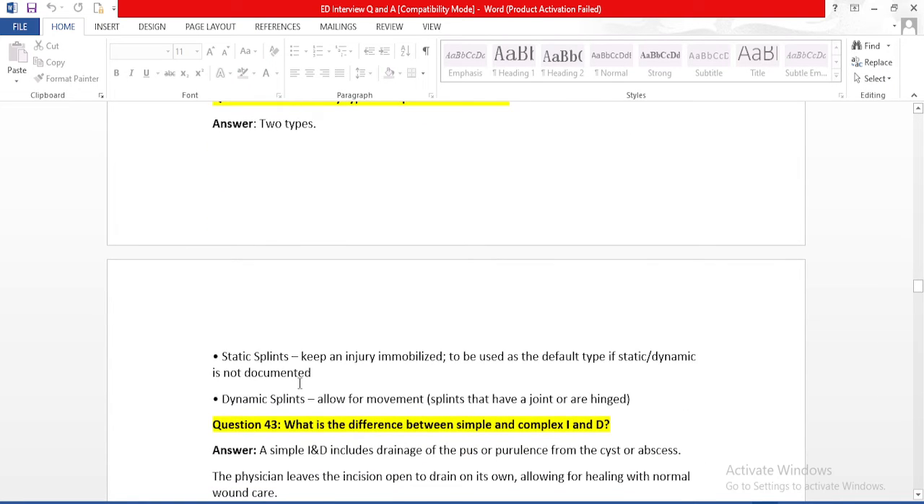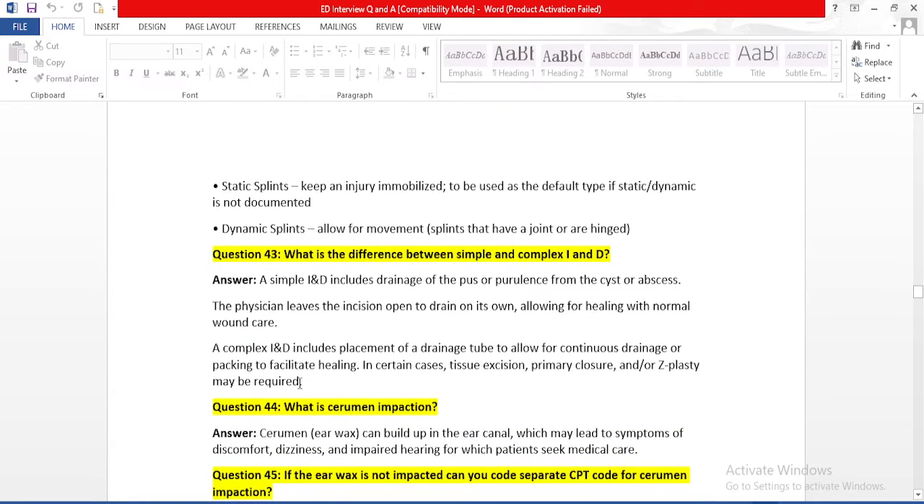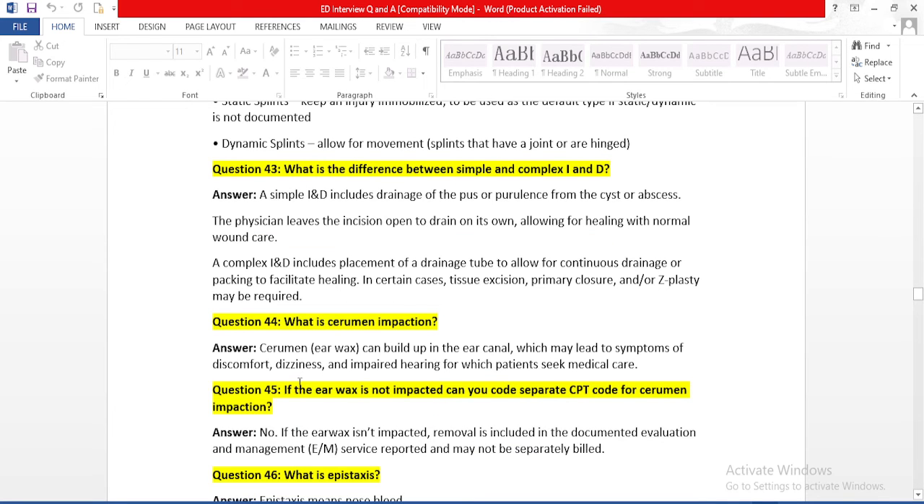And next question, how many types of splints are available? We have two types of splints. One is a static splint, which keeps an injury immobilized and is to be used as the default type if static or dynamic is not documented, and the other is a dynamic splint, which allows for movement. So basically static splints are immobilized; they will not move the injured part, and dynamic splints will provide some movement for the injured part.